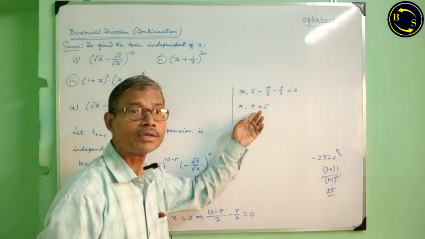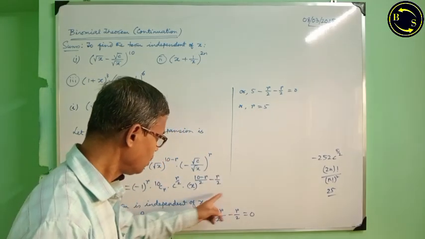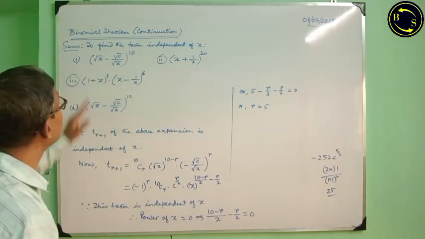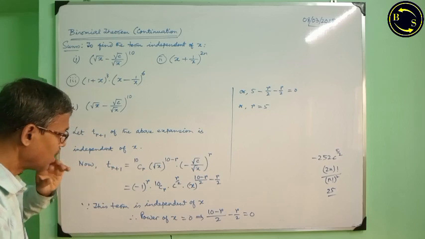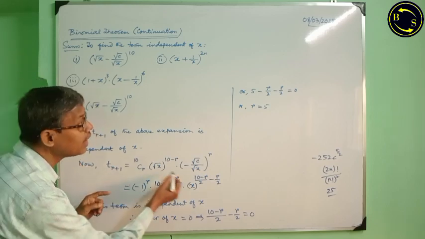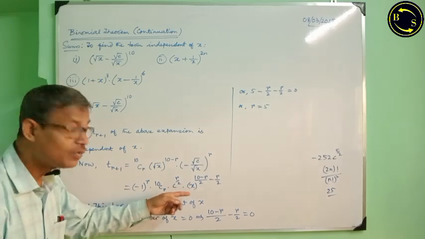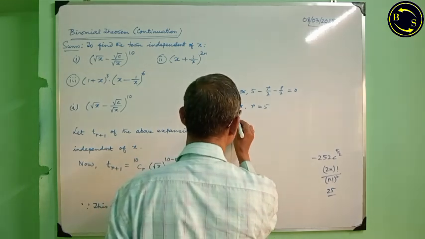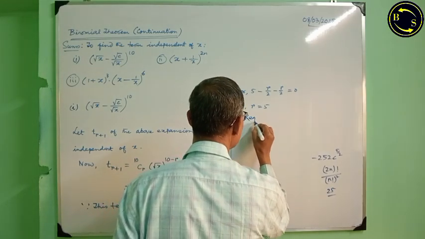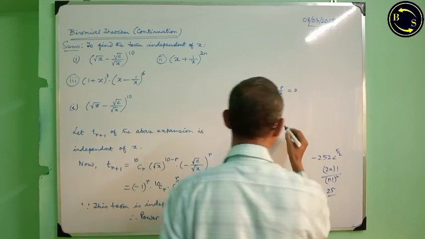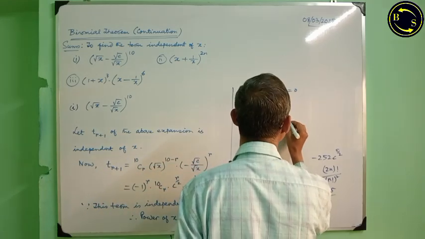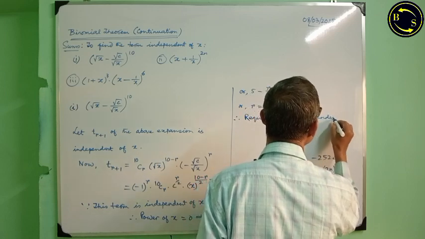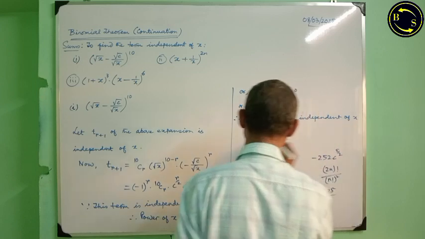Thus we have got the value of r. On simplification, this equation we get r equal to 5. Now we have to find the term independent of x. That means this is the coefficient of that term independent of x. Therefore, the required term independent of x is.